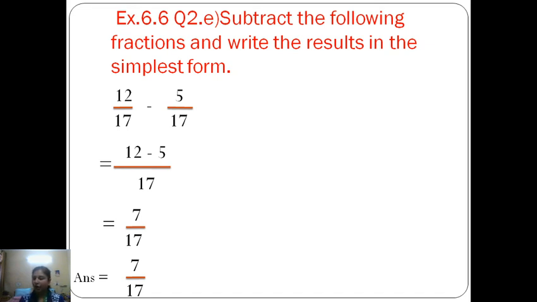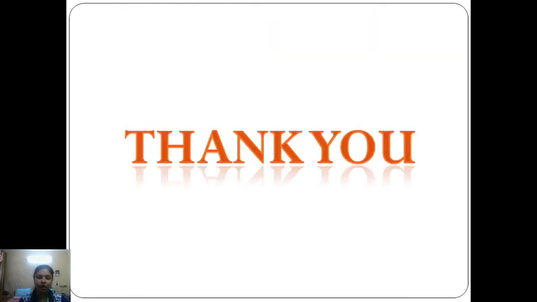Now we will not be doing addition or subtraction of unlike fractions as well as their word problems. So till now, that's for today's class. I hope it is clear.